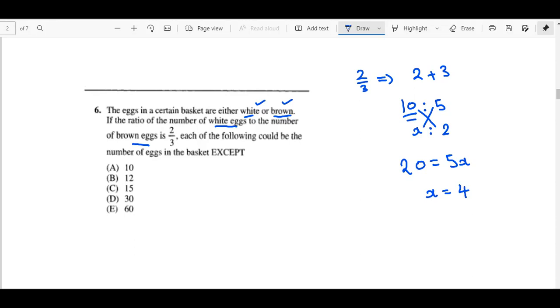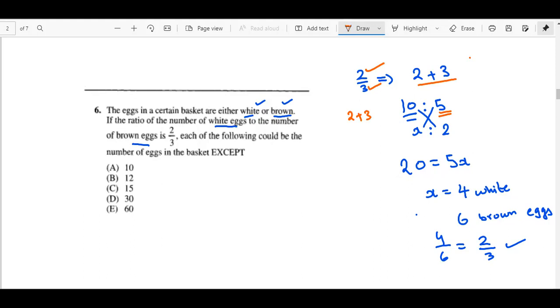So this means that we have 4x white and we'll have 6x brown. Now if you do 4 by 6, you are going to get 2 by 3, right? So is this part clear? It's not related to the question, but this is how we do ratio questions. Is this thing clear? Yes, ma'am. Okay. So here, Ishul, the logic which we have used in this part is that we have added 2 plus 3 because the total thing in the basket would be either white or brown, right? So we add 2 plus 3, okay? So this is what I've used.